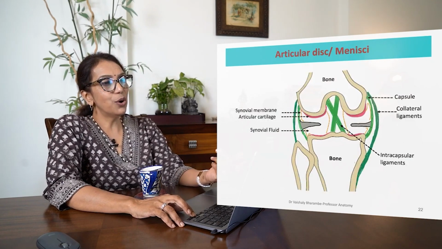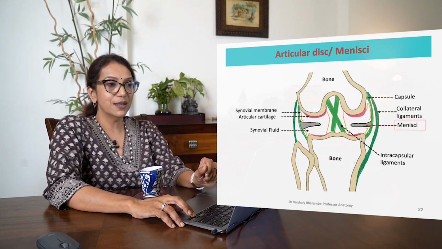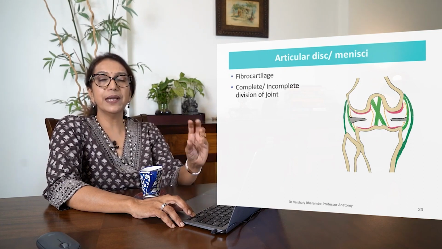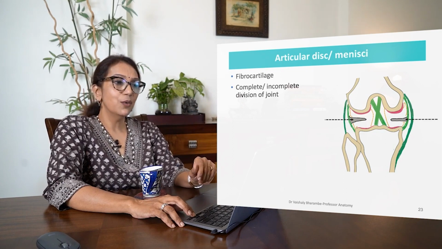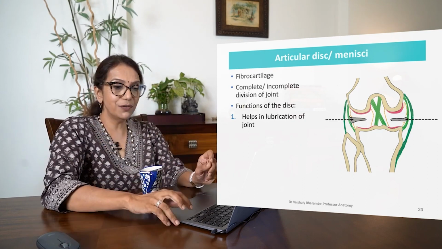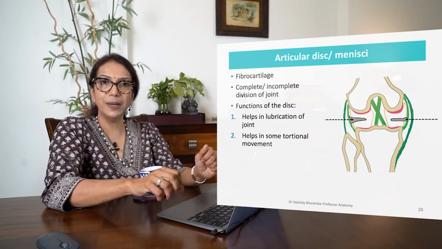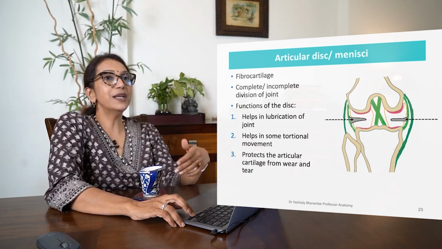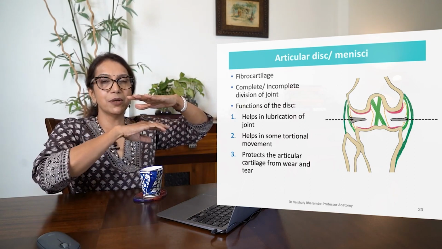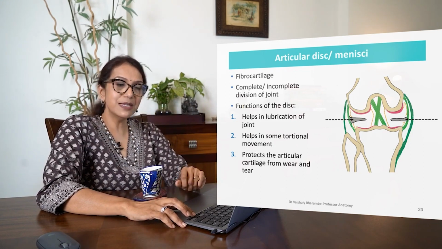You also have what are called menisci in joints. For example, in the knee, here you are seeing a meniscus. Such menisci divide the joint completely or incompletely into smaller compartments. What function is this performing? It helps in better lubrication of the joint. The joint fluid is able to flow around better. It helps in torsional movement. And it protects the articular cartilage. See, there is articular cartilage and there is articular cartilage with a disc in between. So the cartilages themselves get protected because of the presence of these menisci.